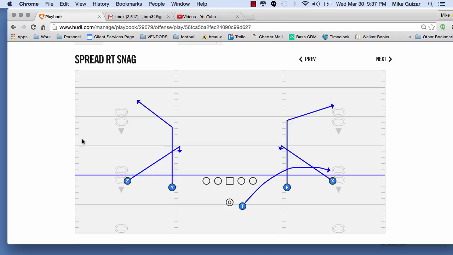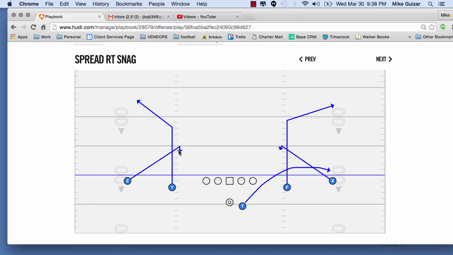The last formation with the snag concept is spread. So spread right snag. We know that the back is on the right, so we know the side with three options is the right side: X, F, and T. So X will run his snag, F will run the flag, and T will run the flat. On the back side, they run as much of the snag concept as they can, minus the flat route.